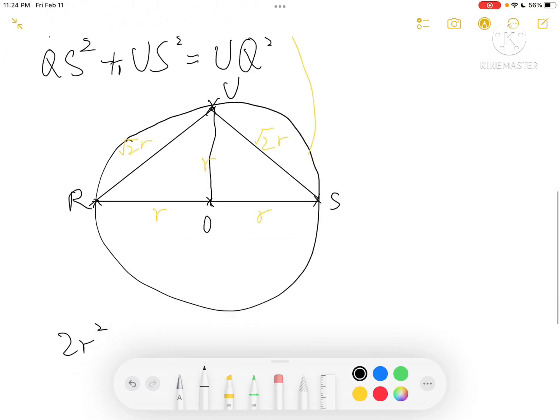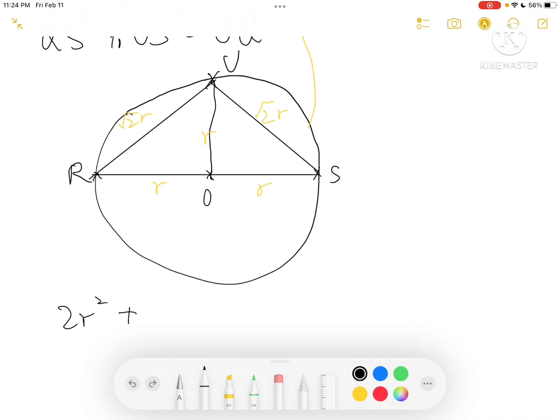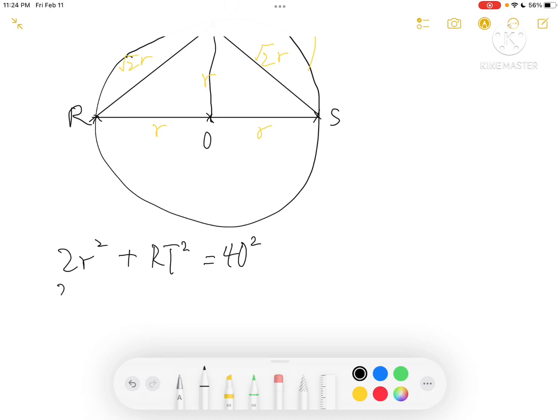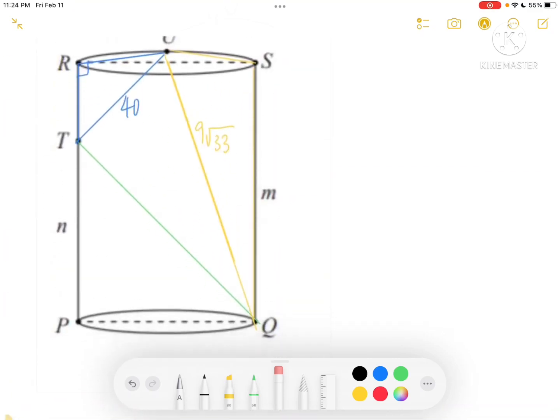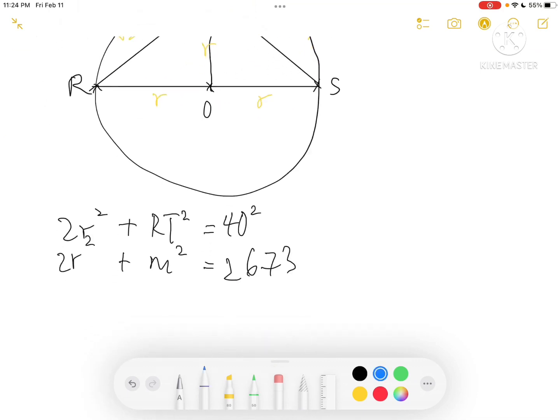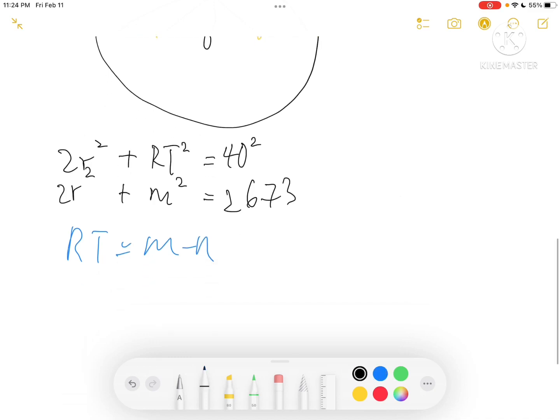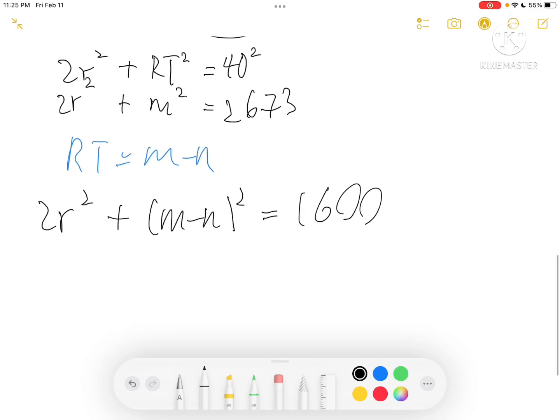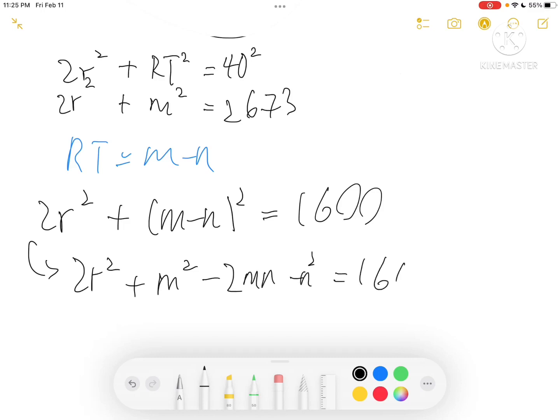So we have 2R squared plus RT squared is equal to TU squared, which is also 40 squared. We also have 2R squared plus M squared is equal to 9 square root of 33 squared, which is equal to 2,673. Then we go back to the figure and find that RT is essentially M minus N. Since RT is equal to M minus N, we can replace RT: 2R squared plus M minus N squared is equal to 1,600. So we can simplify into 2R squared plus M minus N squared is equal to 1,600.